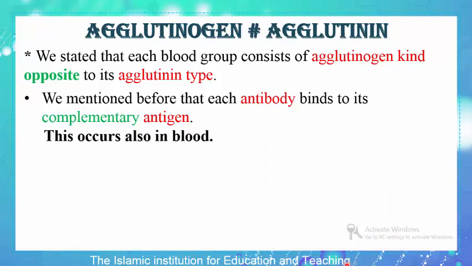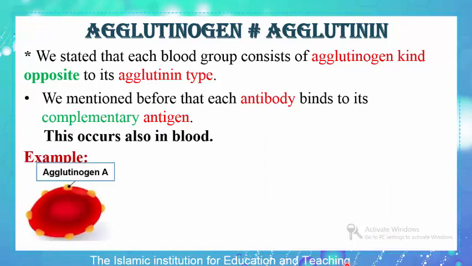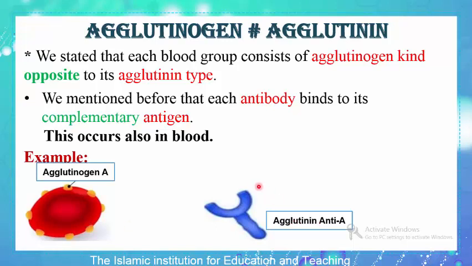Similar things occur in the blood. For example, concerning agglutinogen A on the surface of the red blood cell and anti-A. If you observe carefully the site of agglutinin A, you observe that it has a circular site. This means the circular site of agglutinin A and the shape of agglutinogen A are complementary to each other. Thus, they will be able to bind and fit together.